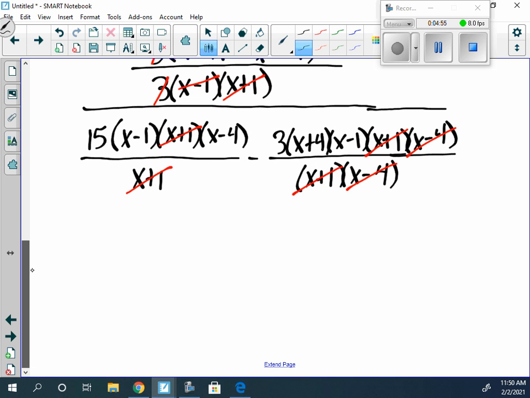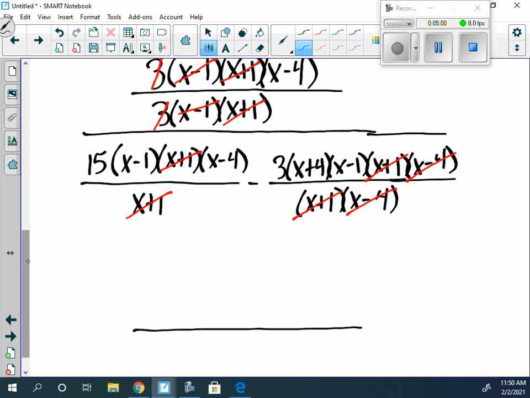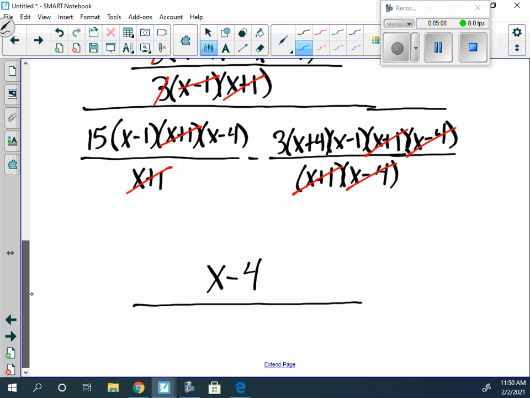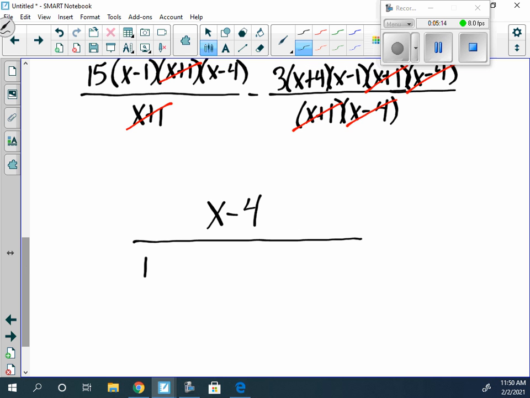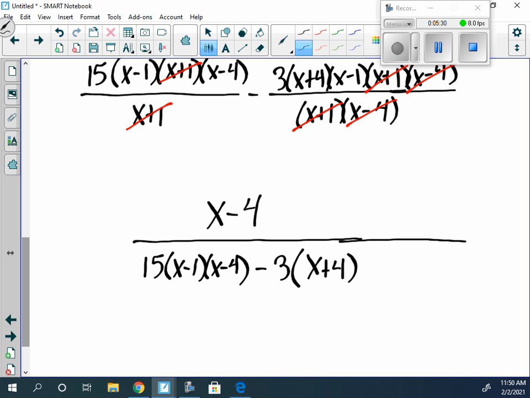So we look back at this here in our fraction. The only thing left in the numerator is x minus 4. Everything else simplified out. Now in the denominator, scroll down a little bit. In the first spot, we have 15 times x minus 1 times x minus 4 minus 3 times, well, the only thing left is plus 4 times x minus 1.